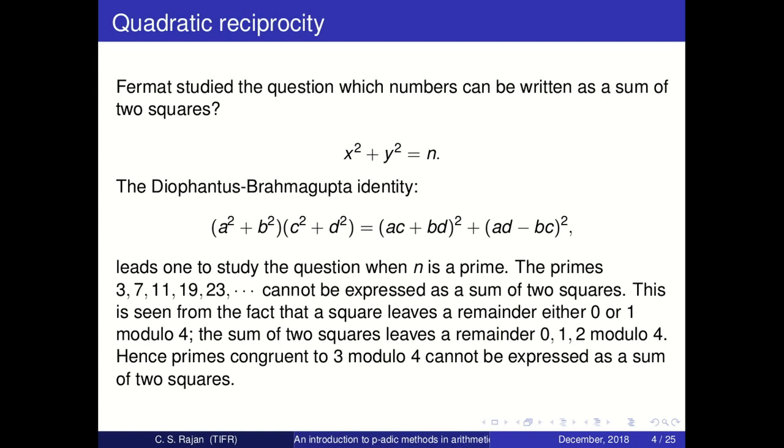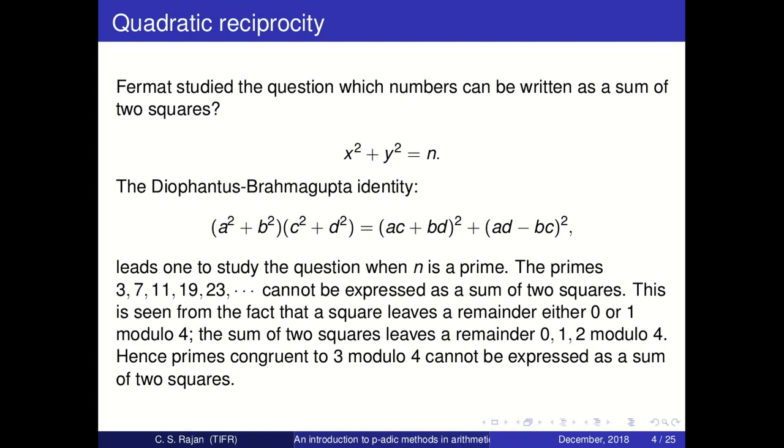You can start off by saying that the primes 3, 7, 11, 19, 23 cannot be expressed as a sum of two squares. What are these numbers? These are prime numbers which leave a remainder 3 upon dividing by 4: 3, 7, 11, 19, 23. I have just written down the first few.